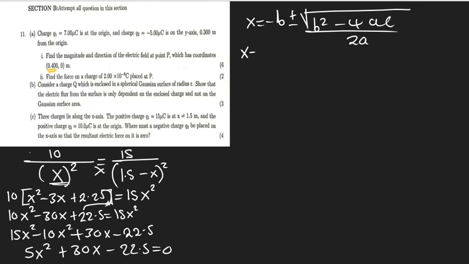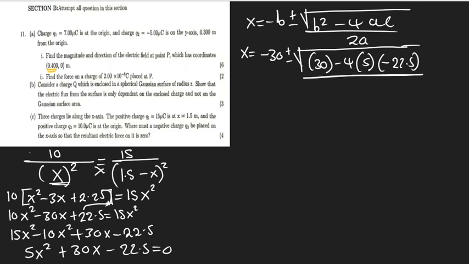So now, x is equal to minus b, plus or minus the square root of b to the power 2 minus 4ac, over 2a. X is going to equal minus 30 plus or minus, what is b? B is 30, a is 5, c is minus 22.5, all over 2 times 5. Let's see, 30 to the power 2 plus 4 times 5 times 22.5. I know it will be a plus in there because of the negative 22.5.